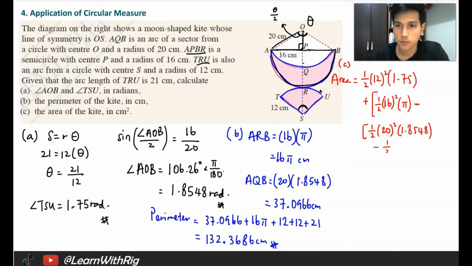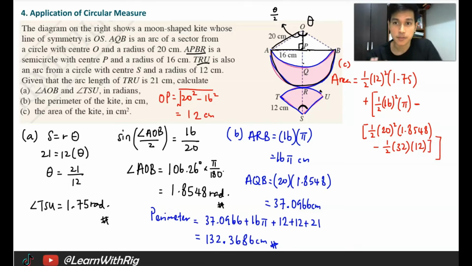So triangle is 1 over 2 times base. Base is 16 plus 16 is 32. Okay, this is the base. But what about the height? Okay, so the height here is OP. How to find OP? You can use this triangle. So OP is equals to what? 20 square minus 16 square. Pythagoras theorem. So you should get 12. So that is 12 cm. So 1 over 2 times 32 times height is 12. Then you close all the bracket.